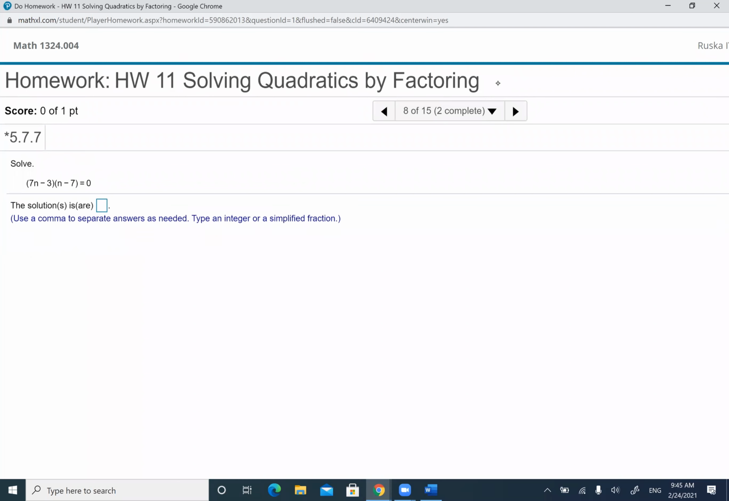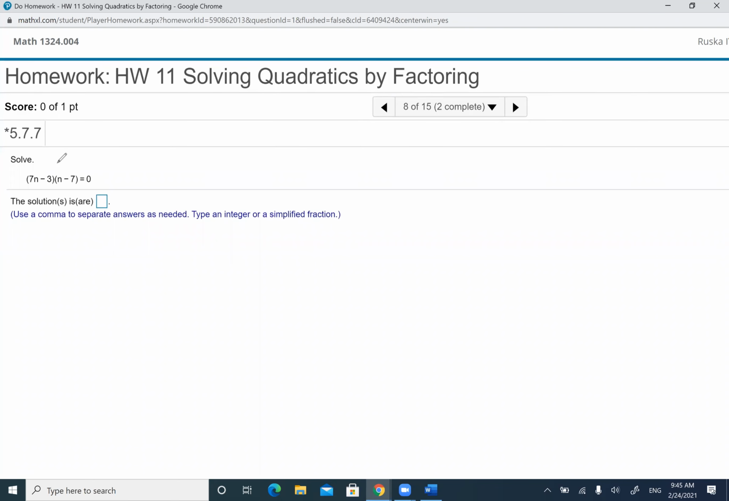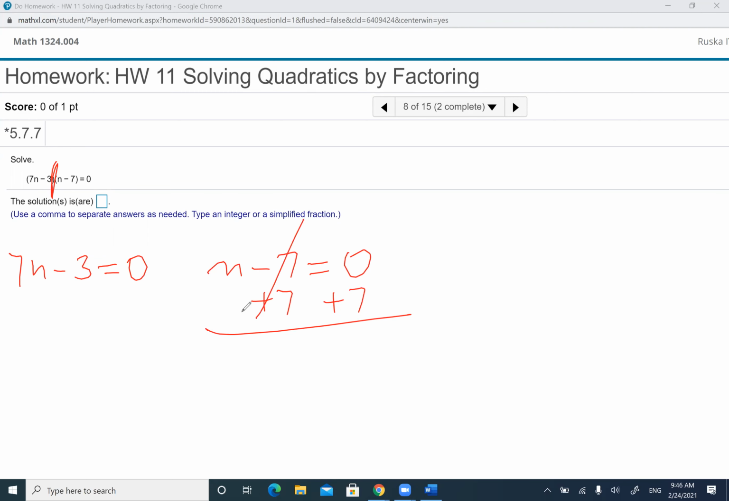You're just going to solve 7n minus 3 equals 0 and then n minus 7 equals 0. Because it's already factored, see? You have it factored already. So you're going to solve 7n minus 3 equals 0, and also n minus 7 equals 0. I'm going to add 7 here. And you're going to get n equals 7 is the first answer.